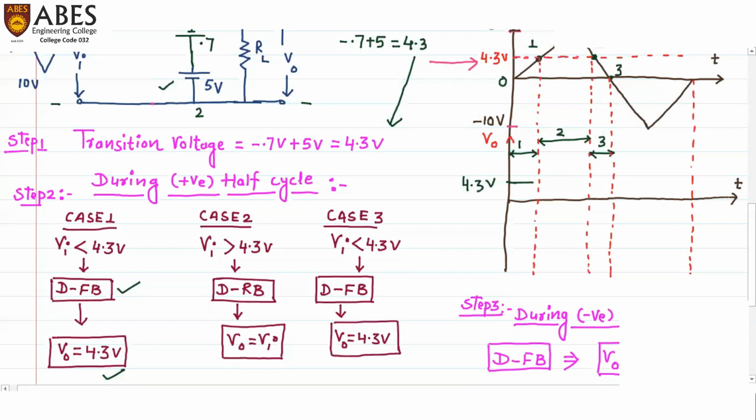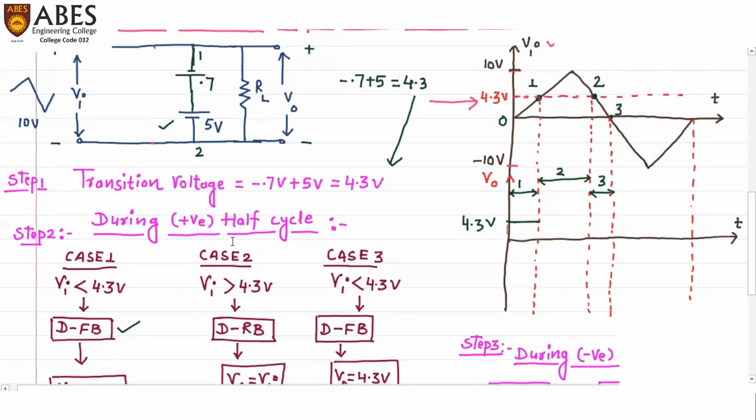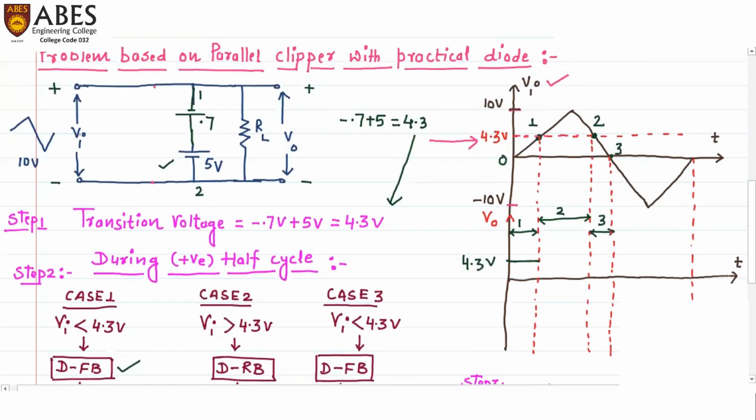So this is constant 4.3 volts. Okay. Now let's come to case number 2. In case number 2, Vi is greater than 4.3 volts. So again, I need to put the diode. Sorry, the diode is connected in this way.